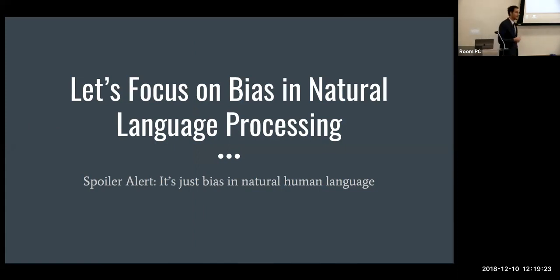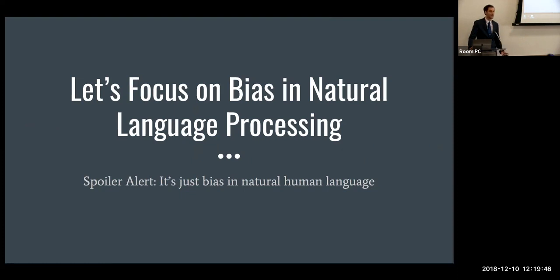But now let's focus on natural language processing. Okay, let's get a little bit more technical. So the spoiler alert here is it's just bias in our natural language. It has nothing to do really with how we're training the algorithms. It just comes from the fact that we have biased language. The language that we use and that we record have biases within it.